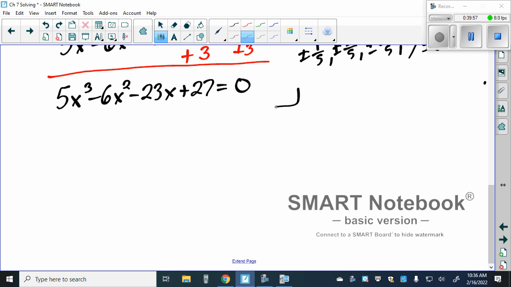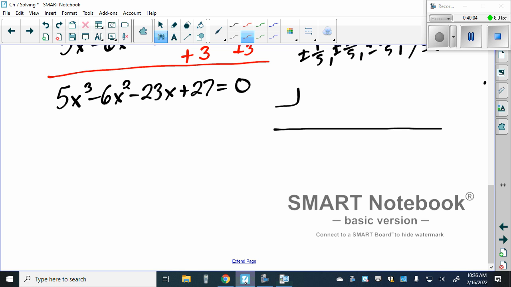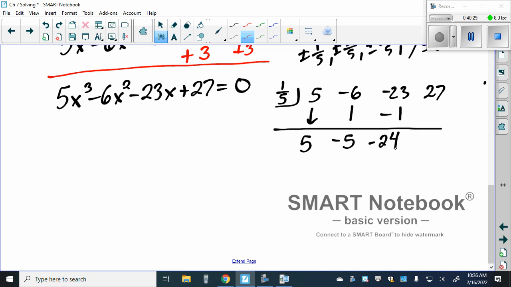What we can say is, if we look at this, there looks like it could be close to positive 1/5. 5, negative 6, negative 23, and 27. 1/5 times 5 is 1. Negative 6 plus 1 is negative 5. 1/5 times negative 5 is negative 1. And this here would give us negative 24, which does not work.